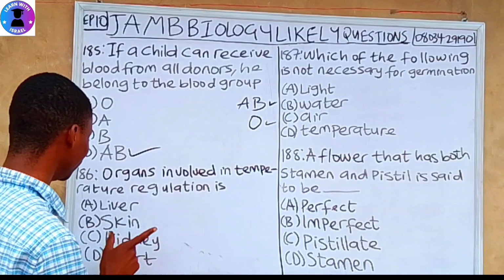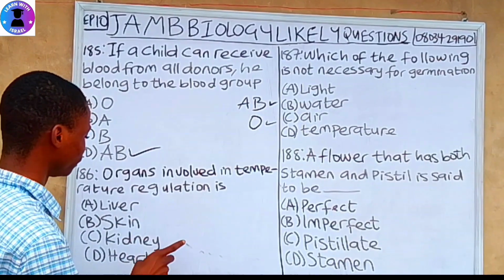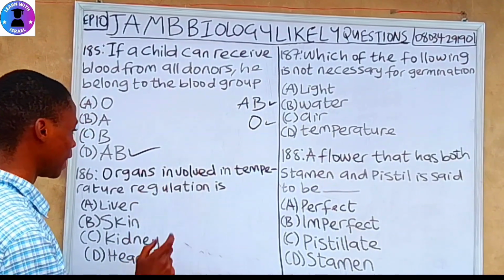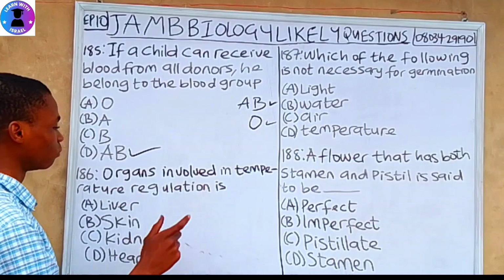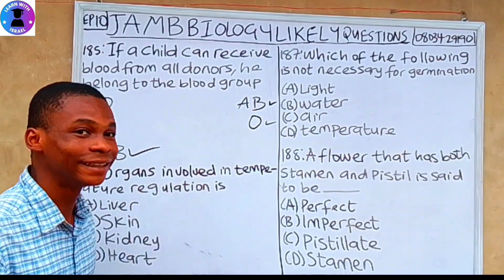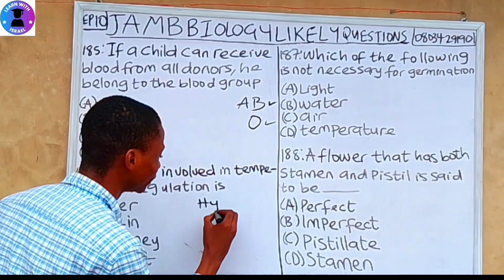Question 186. Organs involved in temperature regulation is A. Liver, B. Skin, C. Kidney, D. Heart. Liver, kidney, and heart do not regulate temperature. It is the hypothalamus.